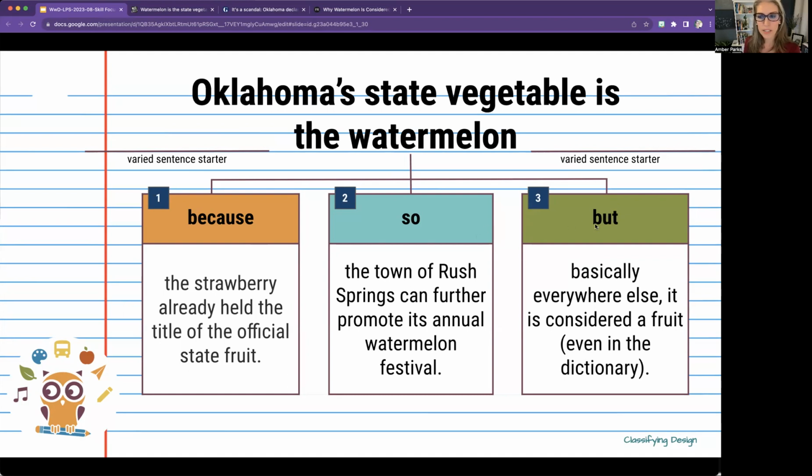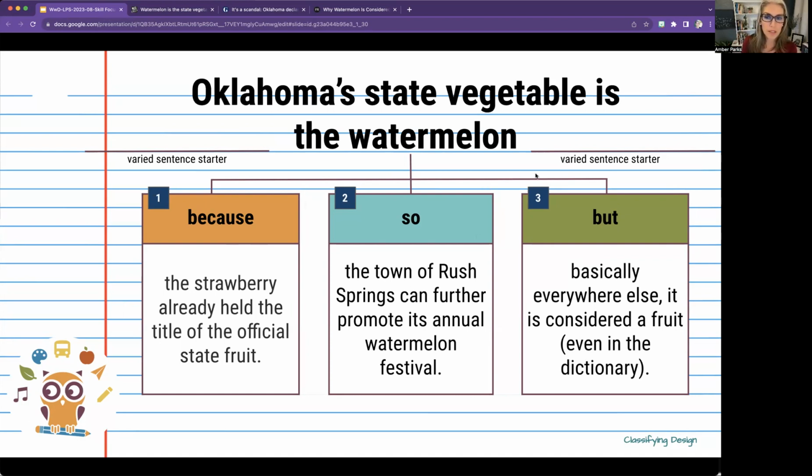The only ones that you might switch around would be starting with the but statement, because generally we like to hear a cause and then an effect. So because and so generally go in order this way, but could be put at the end or at the beginning of the 3 sentences.